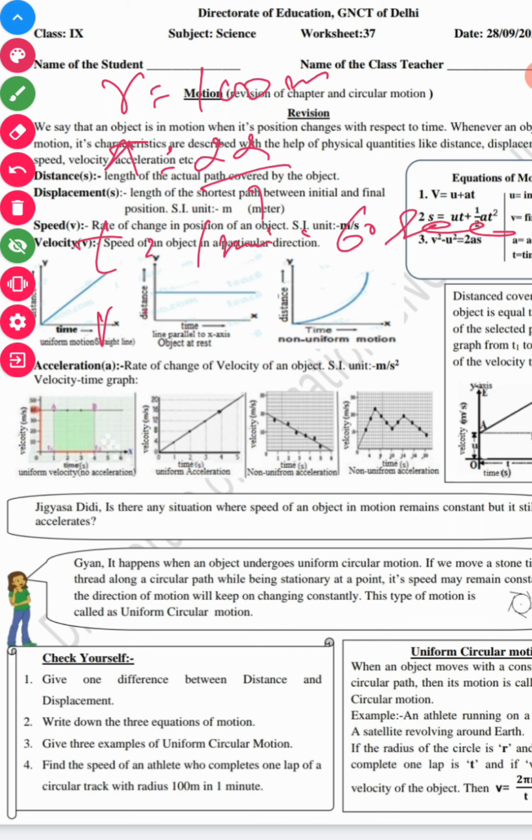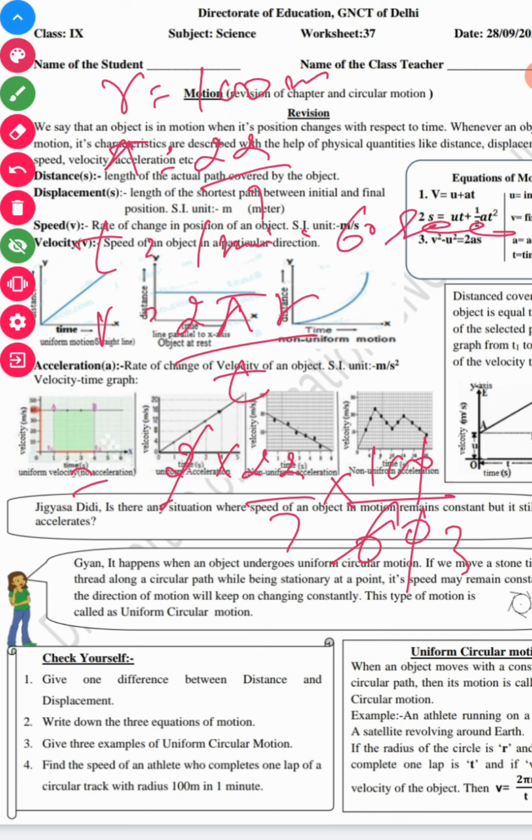Then we have v is equal to 2 pi r divided by t. Put the values: 2 into 22 by 7 into 100 divided by 60. The 0 cancels 0, and 3 3. Then we have 220 divided by 3. If you divide this, you will get around 10.47 meter per second. So students, this is all about today's worksheet.